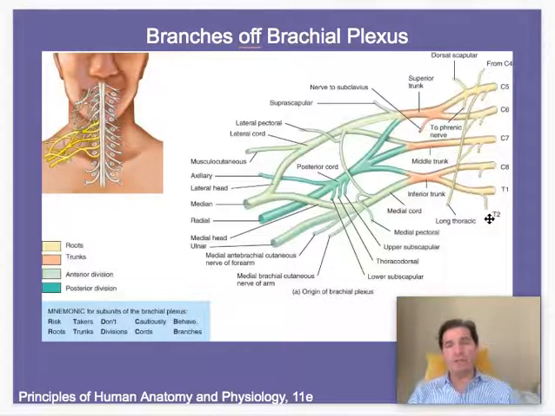C5 through T2 is where we see the nerves coming out of that plexus. Now, one of the things you'll notice is that the brachial plexus has nerves going down the arm, and some of them will affect different parts of the arm. So I want you to realize that.